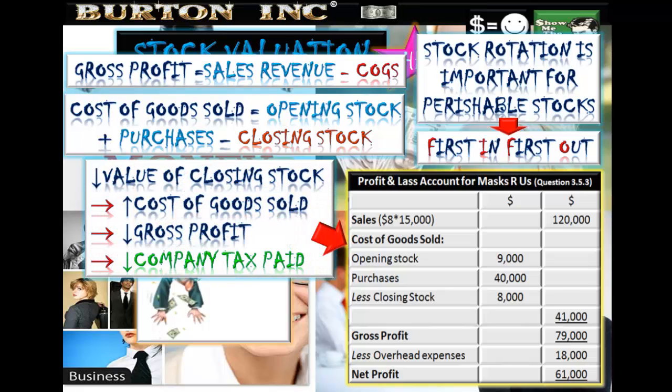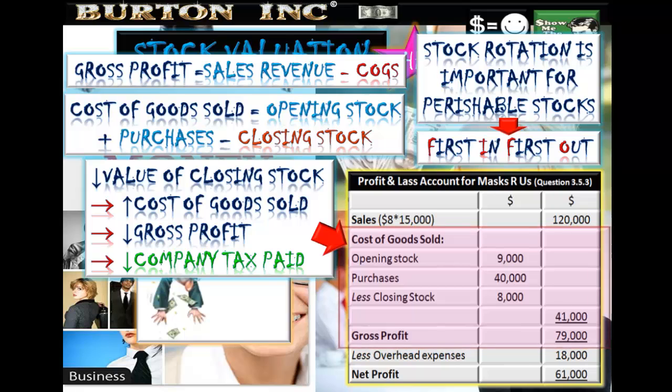If we are able to decrease the value of our closing stock, then the following chain of events automatically occurs. Decrease the value of our closing stock, we get an increase in our cost of goods sold. Increase in the cost of goods sold, we get a decrease in our gross profit, and a decrease in our gross profit means a decrease in the amount of company tax paid. So it is a tax avoidance technique for large companies. Remember that tax avoidance is legal, tax evasion is not.